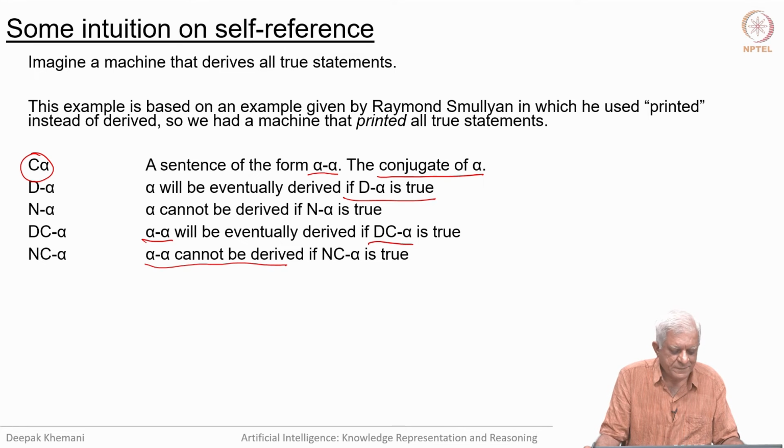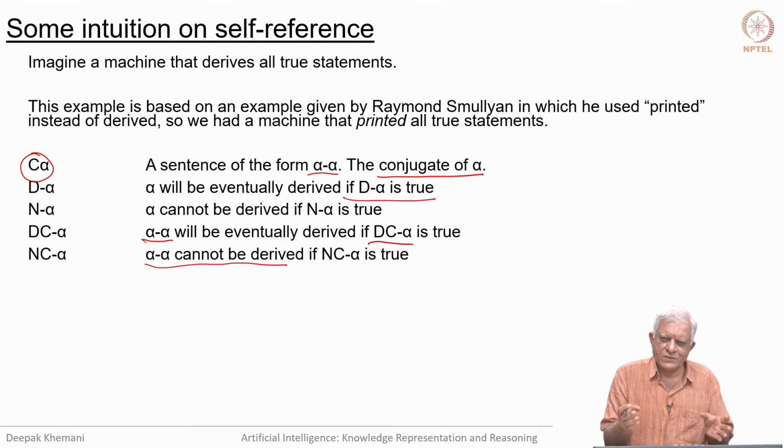at all. So, given these sentences, if you accept that this is your formal system, it tells you which sentences will be printed and which sentences will not be printed. You look at a sentence, and if D alpha is true, then you know it will be printed. If N alpha is true, then you know that it will not be printed. Likewise for the conjugate of sentences. If DC alpha is true, then you know that alpha hyphen alpha will be printed at some point. If NC alpha is true, then you know that alpha hyphen alpha will never be printed.